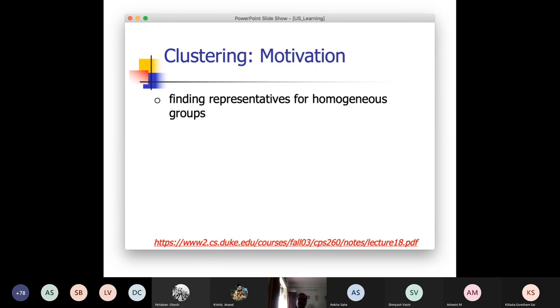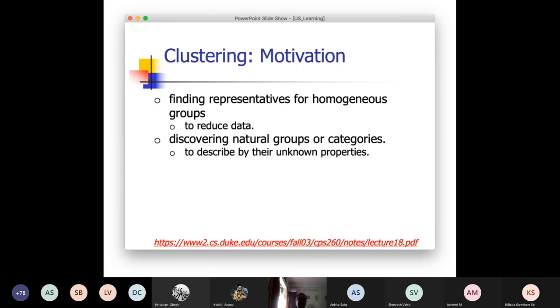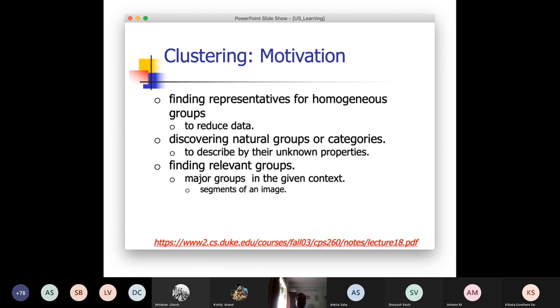One is finding representatives for homogeneous groups to reduce data; discovering natural groups or categories, so as to describe them by their unknown properties; finding relevant groups, major groups in the given context, such as segments of an image, for example; and detecting unusual data objects, which is detecting outliers.